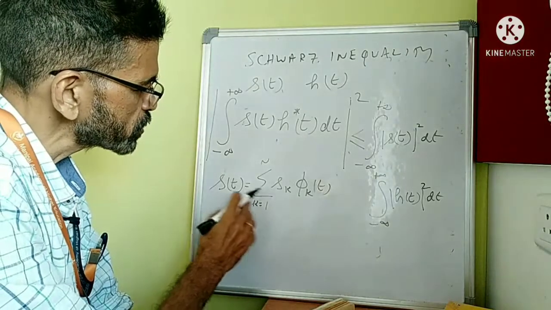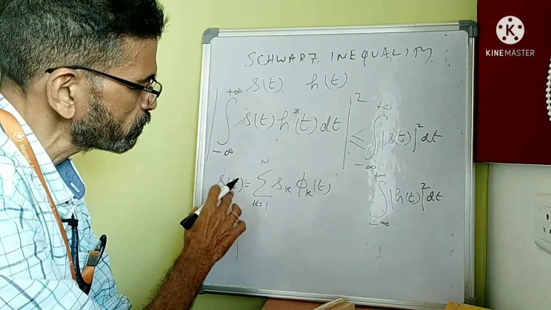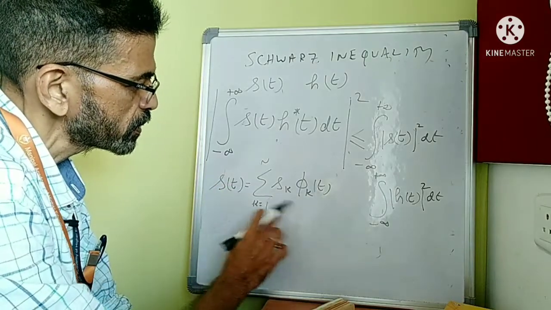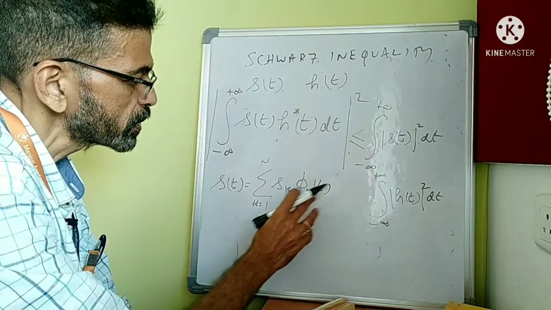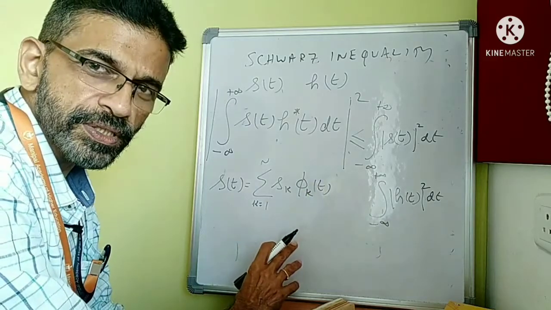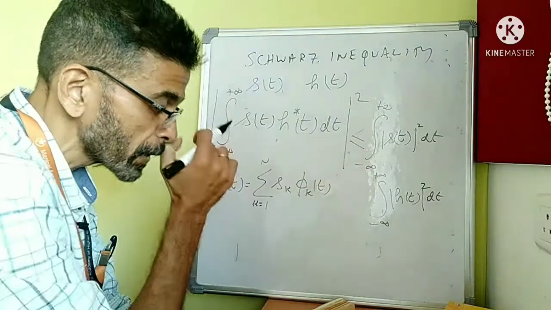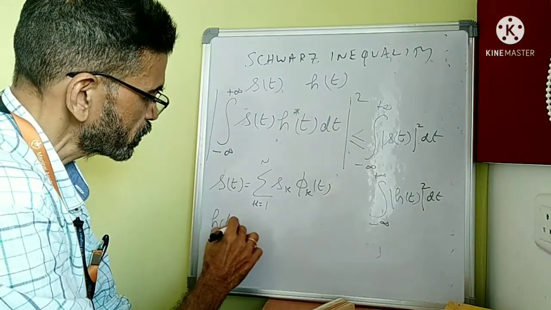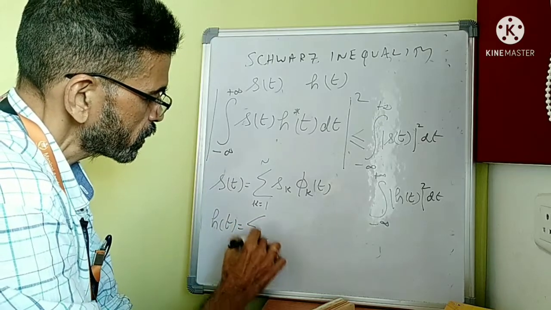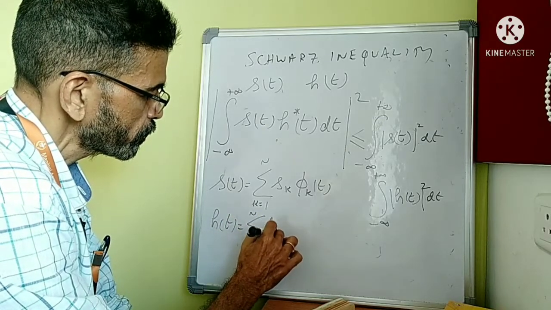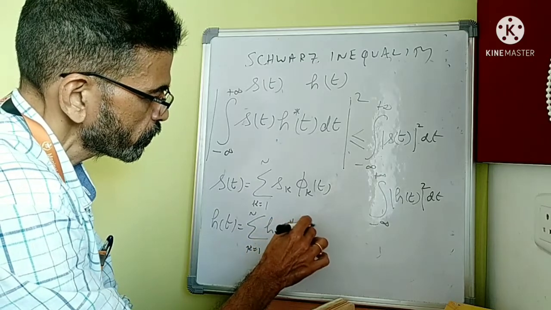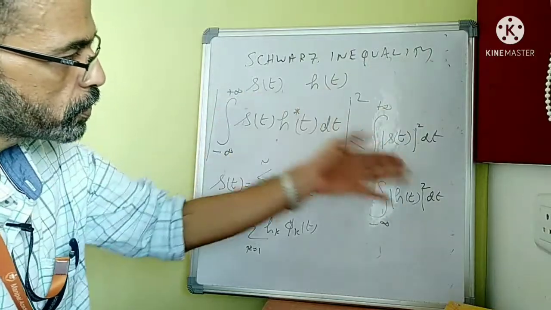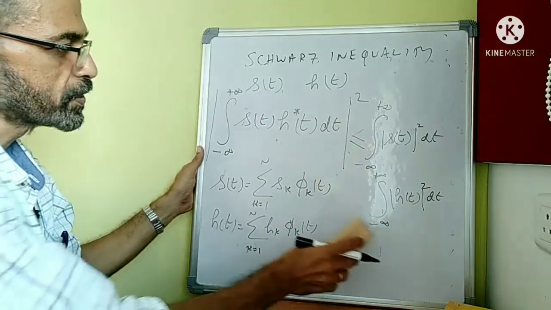So the idea of expanding a finite energy signal in the form of a series like this, expressing it using a set of orthonormal basis functions, is the method which I am going to use to arrive at this inequality. And similarly, of course, h(t) can be expressed like this. So this is the idea I'm going to use. With this, I'll try to prove this inequality.